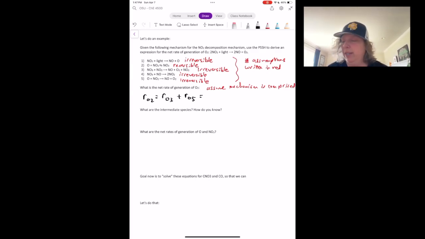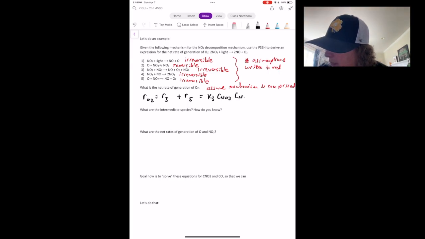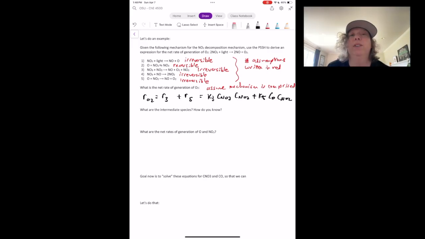Okay, so I need the rates of reactions 3 and 5. I wrote this incorrectly, so that should be 3 and 5. Now I'm going to write rate laws for reactions 3 and 5. So that's going to be k3 C_NO3 C_NO2 plus k5 C_O C_NO2. And since reactions 3 and 5 are irreversible, I only need the forward reactions.